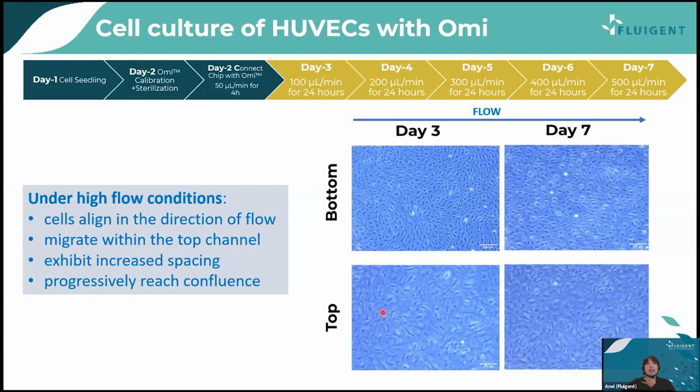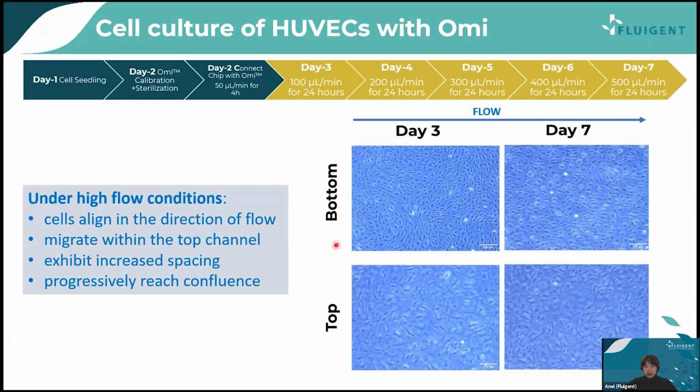It exhibits increasing spacing in between the cells after a higher shear stress condition. It also could be due to the detachment of the cells under the high stress. And it reaches confluency both on the top and the bottom levels. So we illustrate this with the HepaRG cells because they're most sensitive to flow, and it allows us to investigate the flow control of Omi on the microfluidic chip.